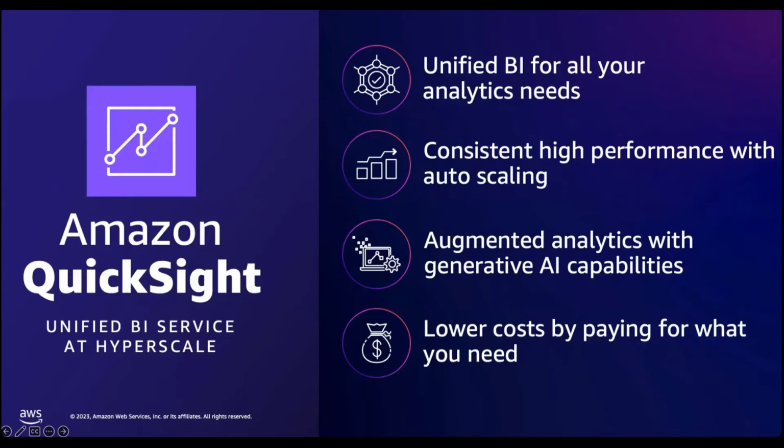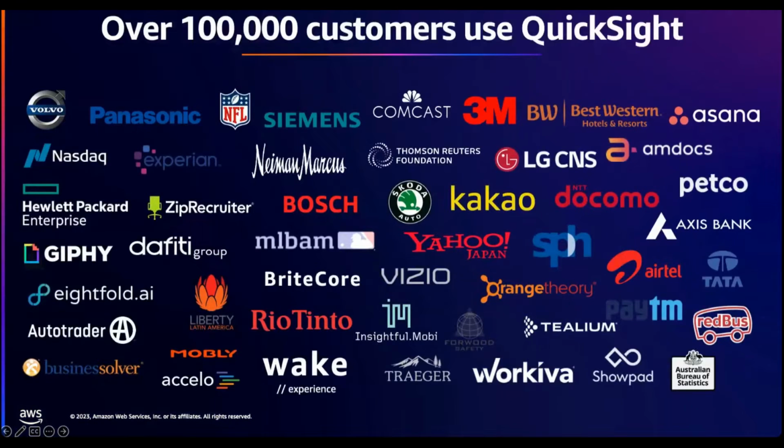And finally, with usage-based pricing, customers can reduce spend by simply paying for what they use. So no long-term contracts or hidden costs for extra service. A testament to QuickSight's strength and growth is our 100,000-strong customer base that spans industries and use cases.